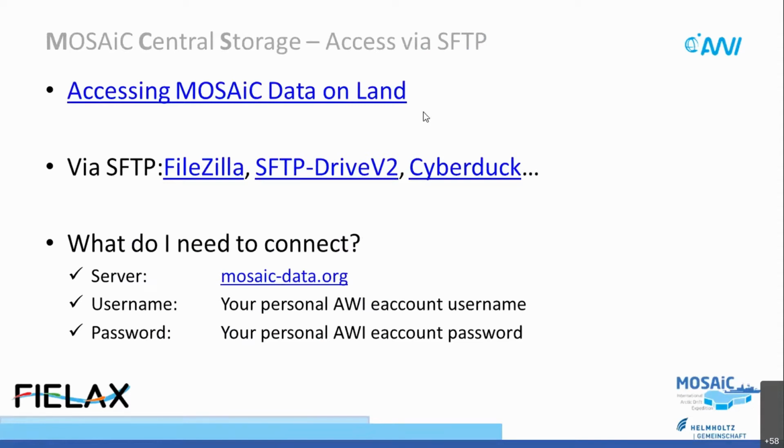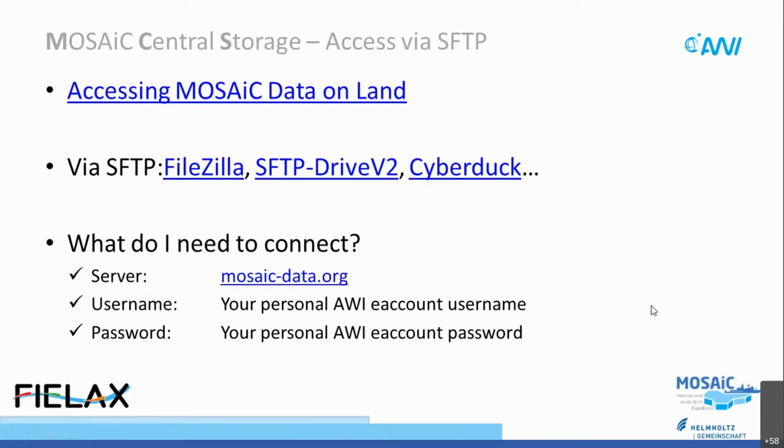And how you can access MOSAiC data on MCS, the MOSAiC Central Storage. You can find all information for accessing MOSAiC data on land, and one possibility is to access the data via SFTP. There are several possibilities, for example, FileZilla, SFTP Drive v2, or Cyberduck.